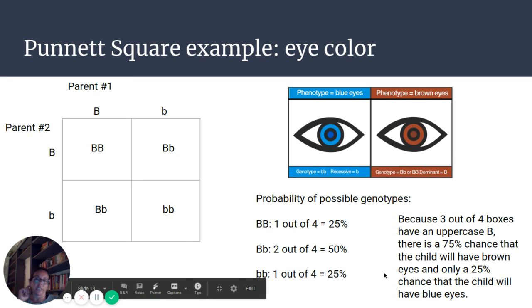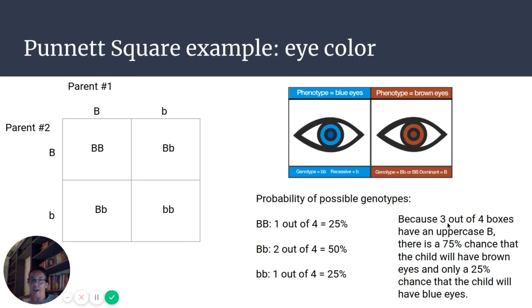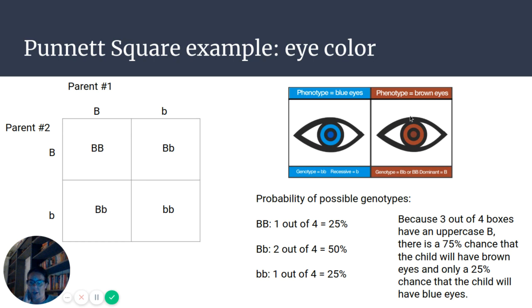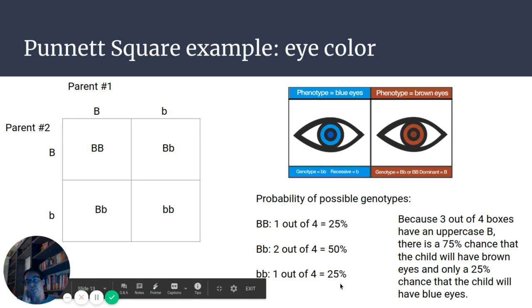But just to go over this one more time, because 3 out of 4 boxes have an uppercase B, there is a 75% chance that the child is going to have brown eyes. There's only a 25% chance that the child will end up with blue eyes. That's because I have the capital B present in both of those genotypes. That's 50 plus 25, that's 75%. And then only 25% is left. That's for this one box. So most likely the child will end up with brown eyes here, but it is possible that the child could also have blue eyes.